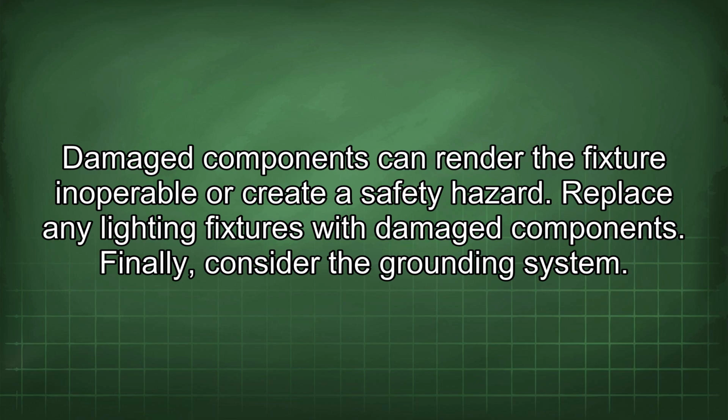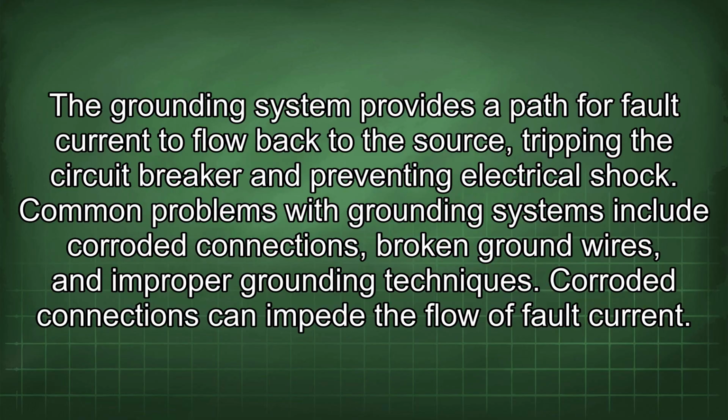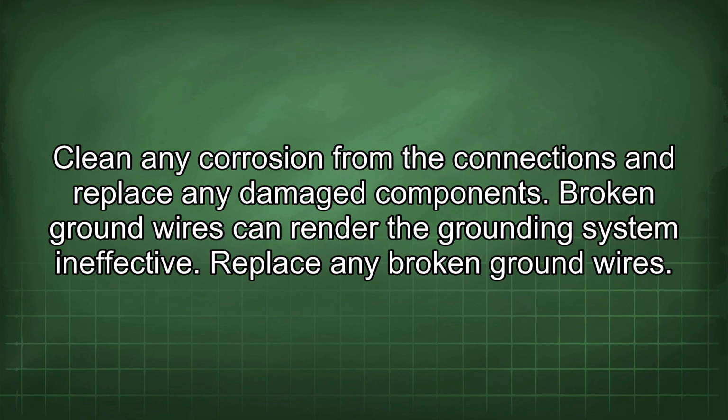Finally, consider the grounding system. The grounding system provides a path for fault current to flow back to the source, tripping the circuit breaker and preventing electrical shock. Common problems with grounding systems include corroded connections, broken ground wires, and improper grounding techniques. Corroded connections can impede the flow of fault current. Clean any corrosion from the connections and replace any damaged components.